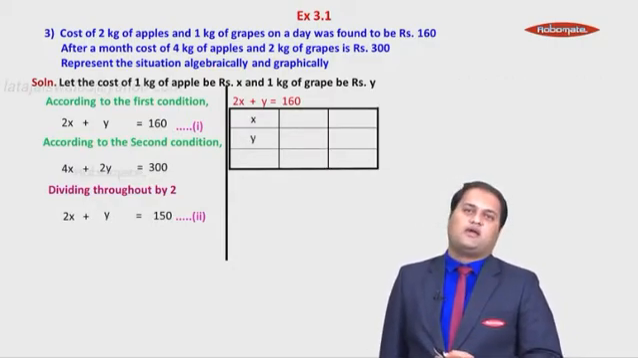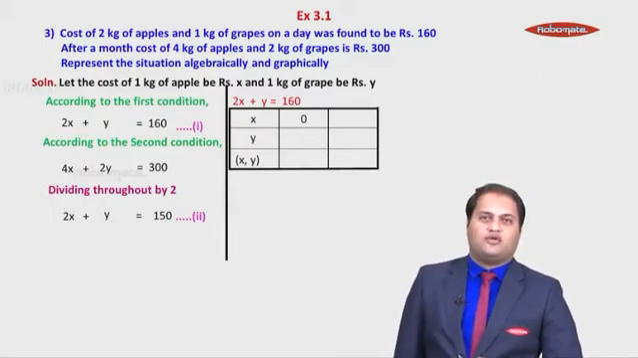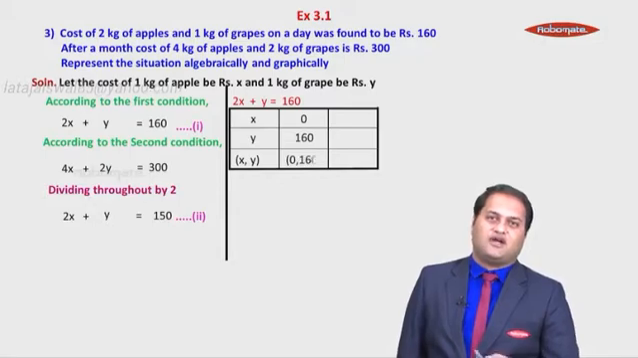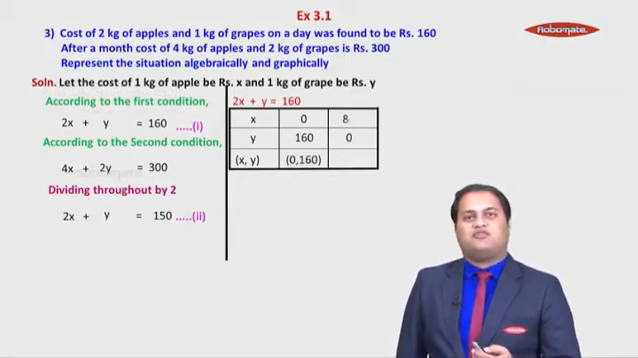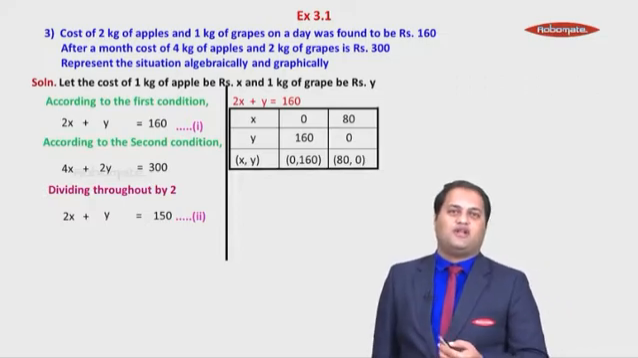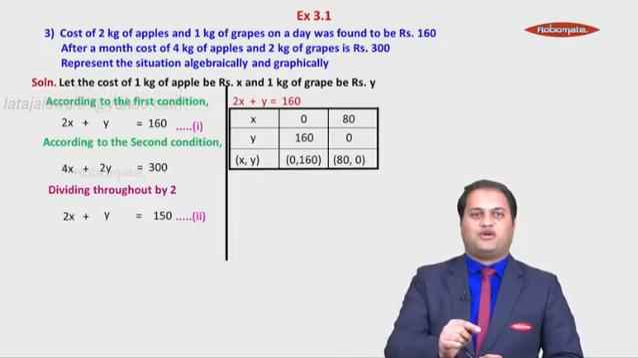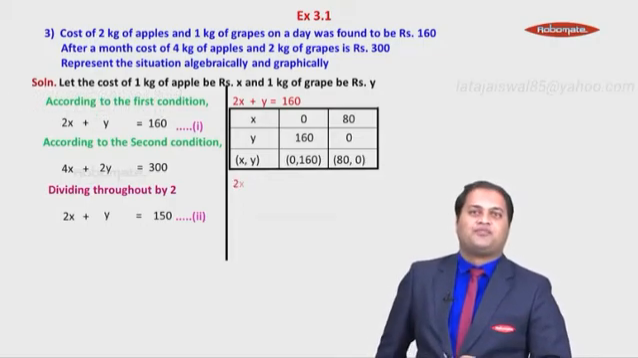X, Y, X comma Y. Now what do we do? We assume X as 0, we get Y is equal to 160, we get 0 comma 160. Then we assume Y as 0, we get 2X is equal to 160, so X is equal to 80. The other point is 80 comma 0. Plot both these points on the graph paper, join them and you get a straight line, right?